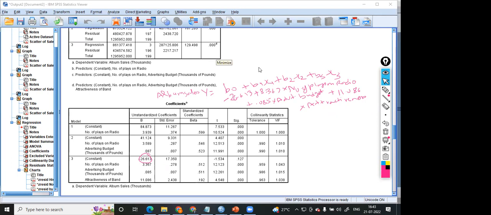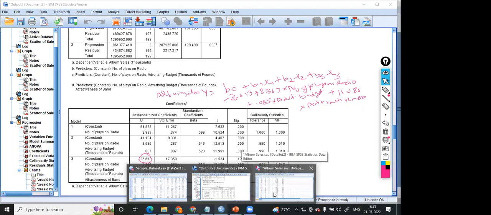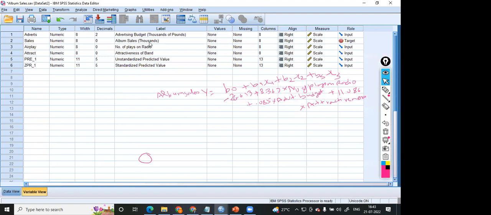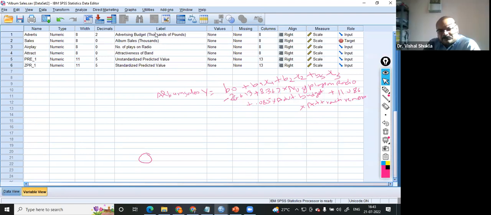So why are we multiplying this factor by 1,000? It is 3.367, but you're saying for 1 unit of number of plays on radio, it is increased by 3,367 times. No, the variable is not in thousands. Number of plays on the radio is not. When I was explaining the variable, have you heard it properly?